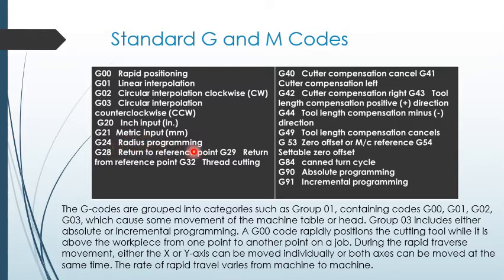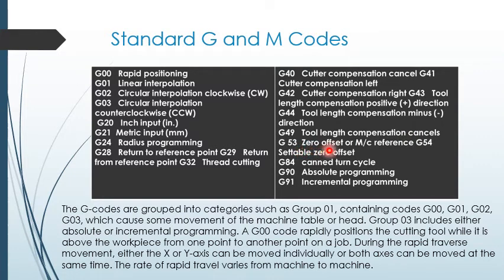G24 represents radius programming. G28 represents return to reference point. G29 represents return from reference point, and G32 represents thread cutting. Next, G40 represents cutter compensation cancel. G41 represents cutter compensation left. G42 represents cutter compensation right. G43 represents tool length compensation in the positive direction. G44 represents tool length compensation in the minus or negative direction. G49 represents tool length compensation cancel.